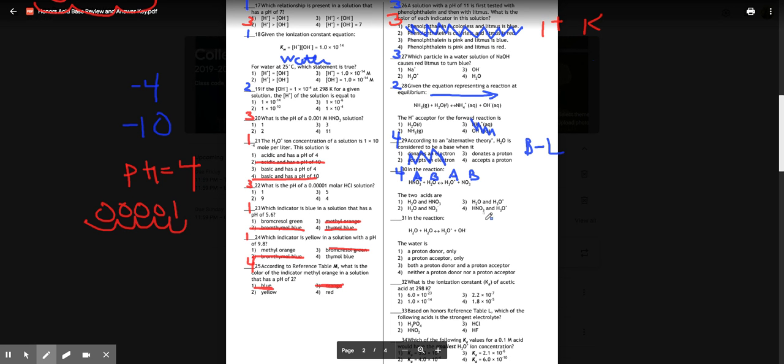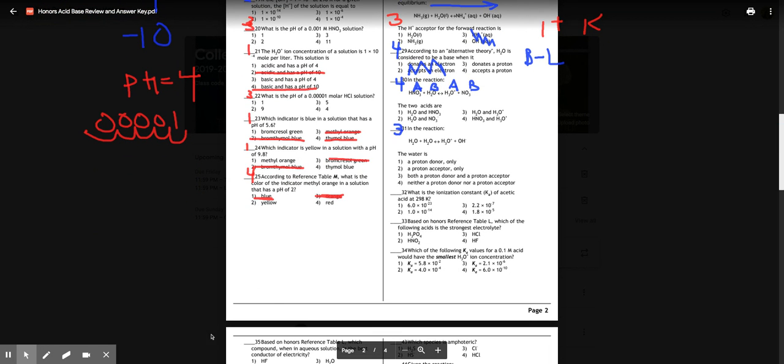Okay, what does water do? Well, look, it doesn't matter which one you choose because water is accepting, and water is also donating. So it's both a donor and an acceptor, and that's called amphoterism. Amphoteric. That means you exist on both sides of honors reference table L. And I wonder if it's coming up.